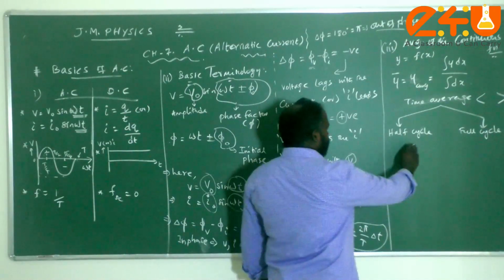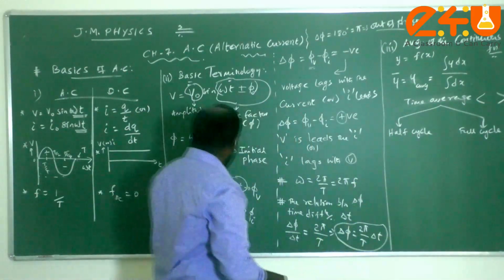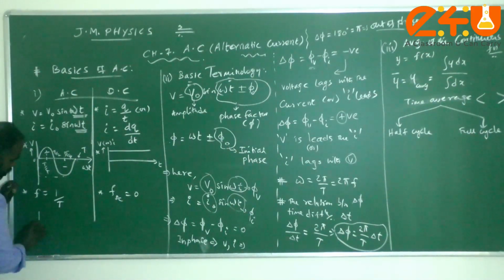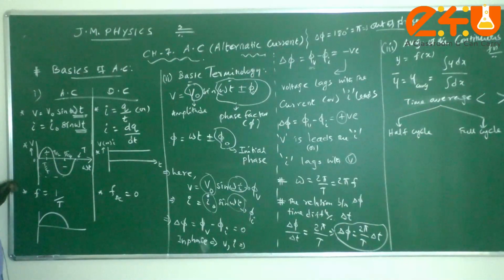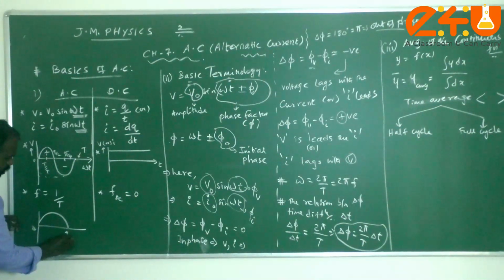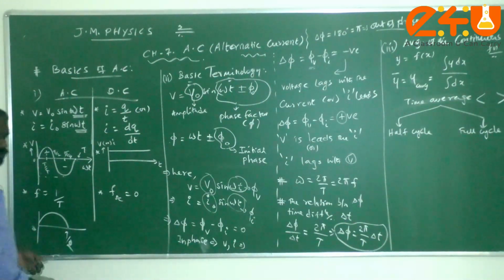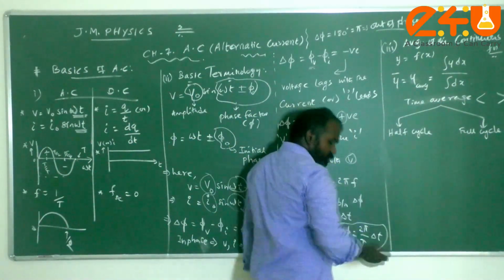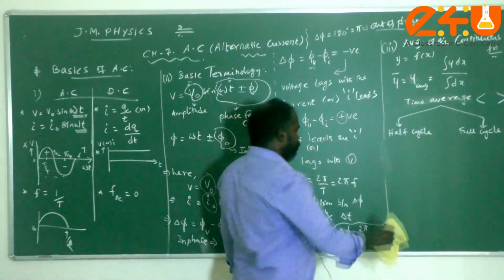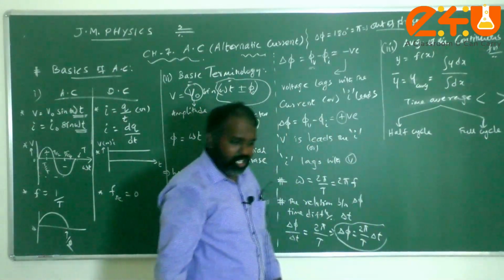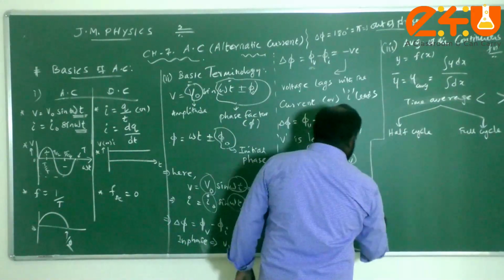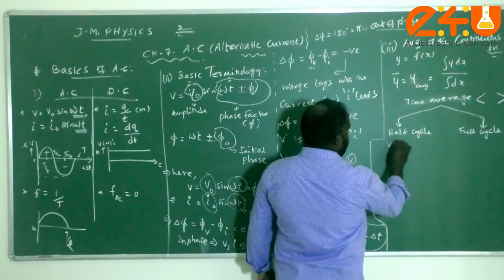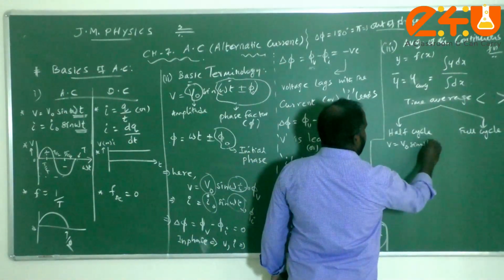Now please see what half cycle average means. The time is half of the cycle. This one positive cycle is called one half of the cycle. So what is the time? 0 to T by 2. That gives the integral limit. For example, I am calculating for the voltage value. What is the half cycle average for voltage or current? If I take the voltage equation, V is equal to V naught sin omega t.